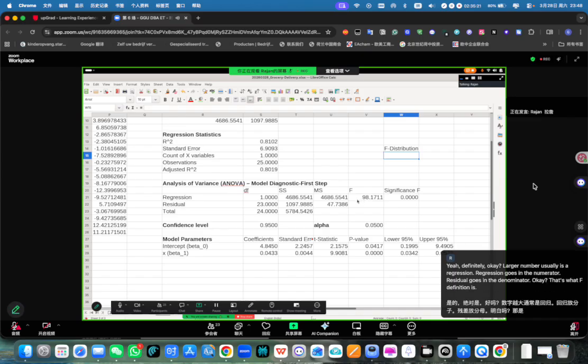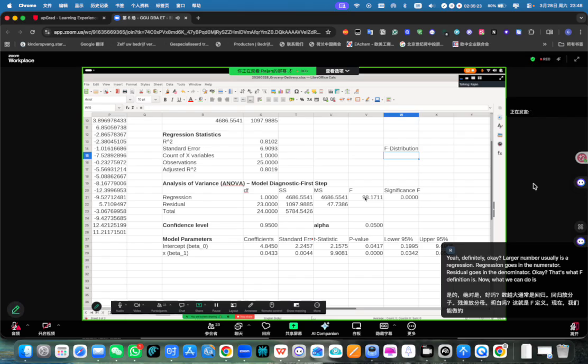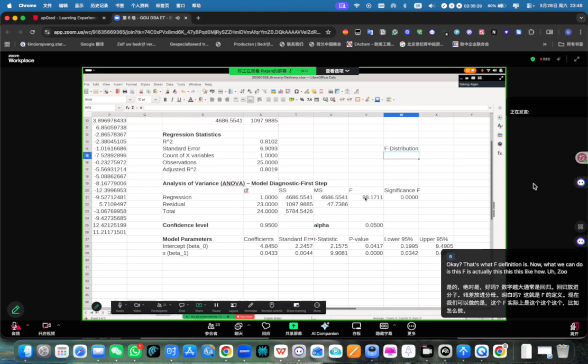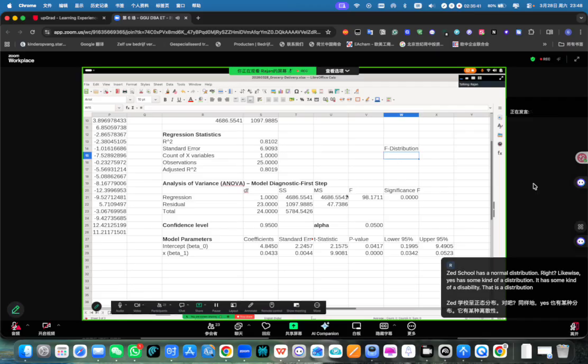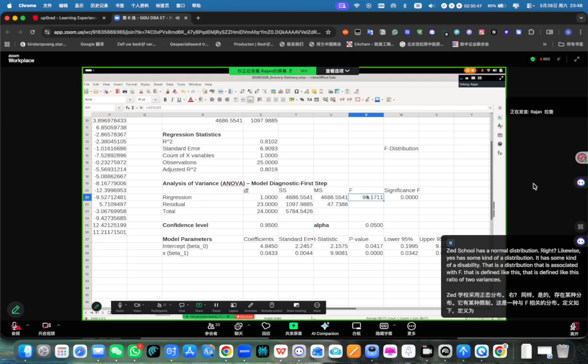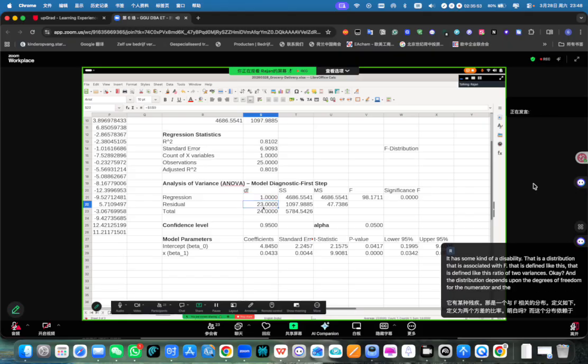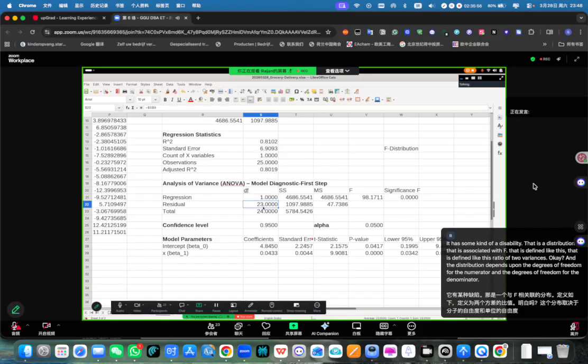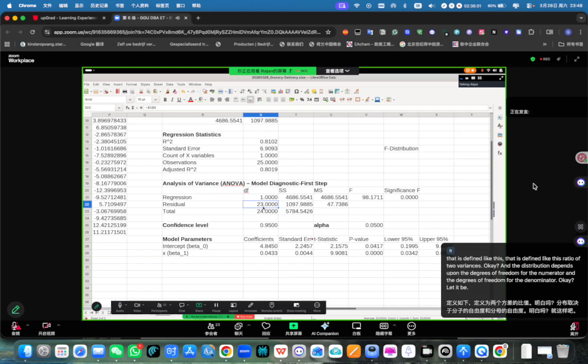Now, just like how the Z score has a normal distribution, likewise, F has some kind of a distribution. There is a distribution associated with F that is defined as the ratio of two variances. The distribution depends upon the degrees of freedom for the numerator and the degrees of freedom for the denominator. So it has a distribution.